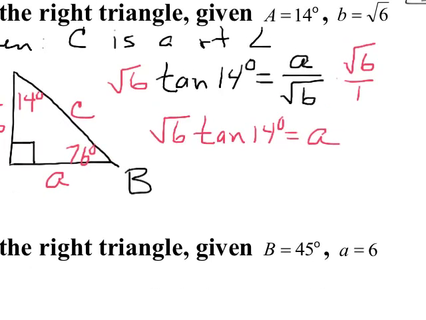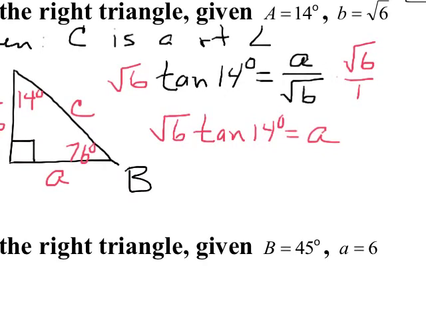Zoom in just a little bit. So that's my calculator ready form. I'm going to take my calculator and multiply root 6 times tangent of 14 degrees, and what I'm going to come up with, let's say nearest hundredth, is 0.61.